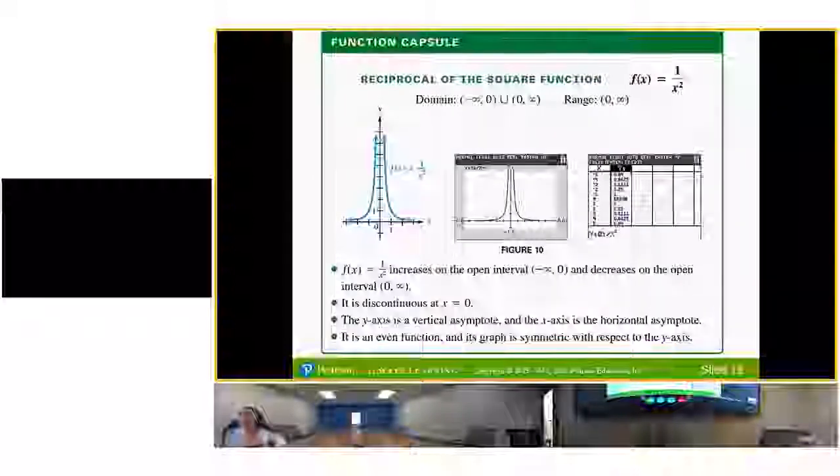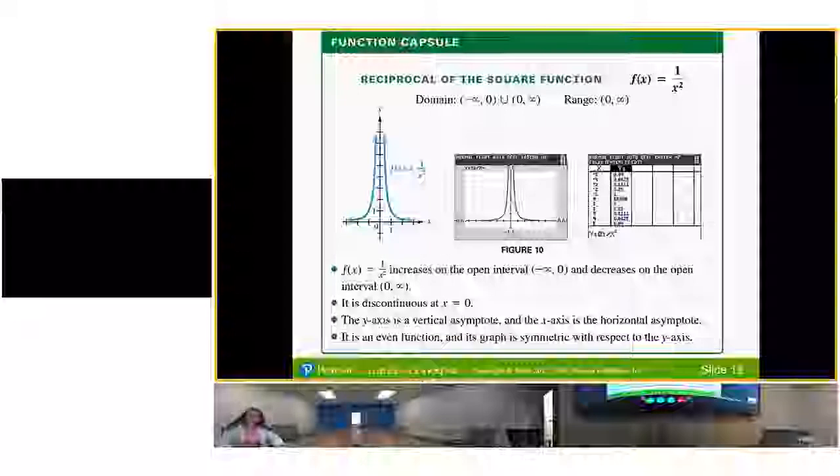Here is the other function you need to know about, the volcano. And that should be the last one on your family of graphs that I gave you. We're going to add the logarithms to your family of graphs, but not right now.